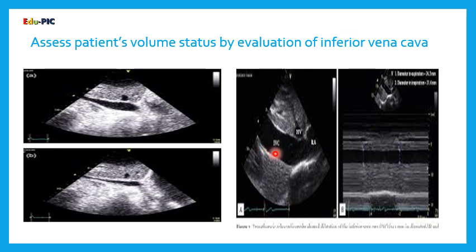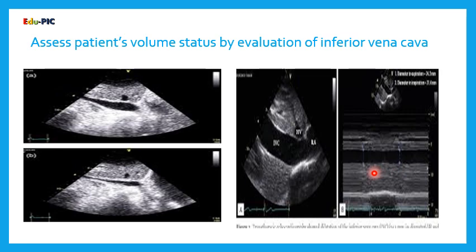And if it's significantly dilated, not changing with respiration by M mode, this means that the patient is overloaded. But this sometimes can be misleading in a patient who is ventilated because they have some positive pressure, which makes the respiratory variation a bit less.